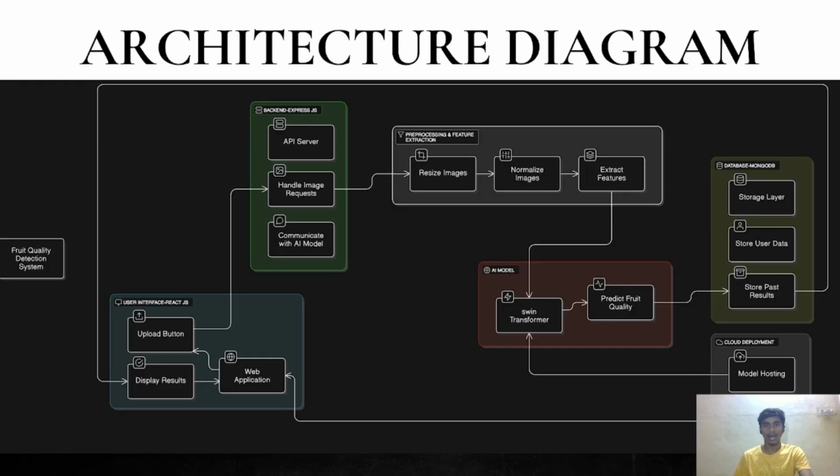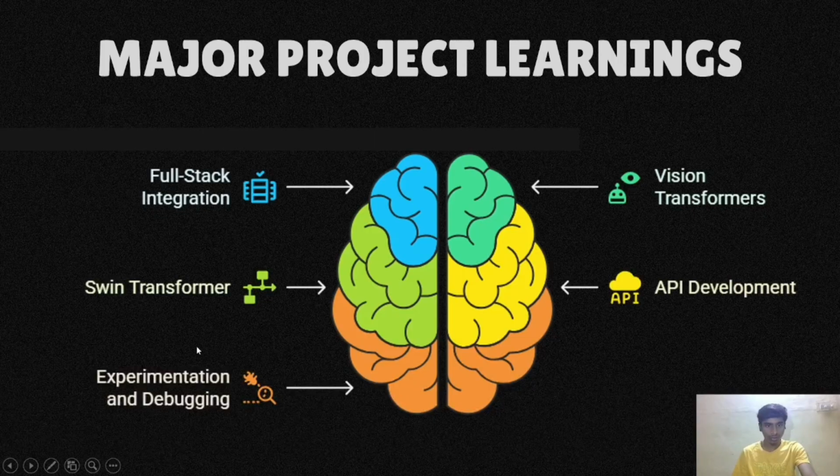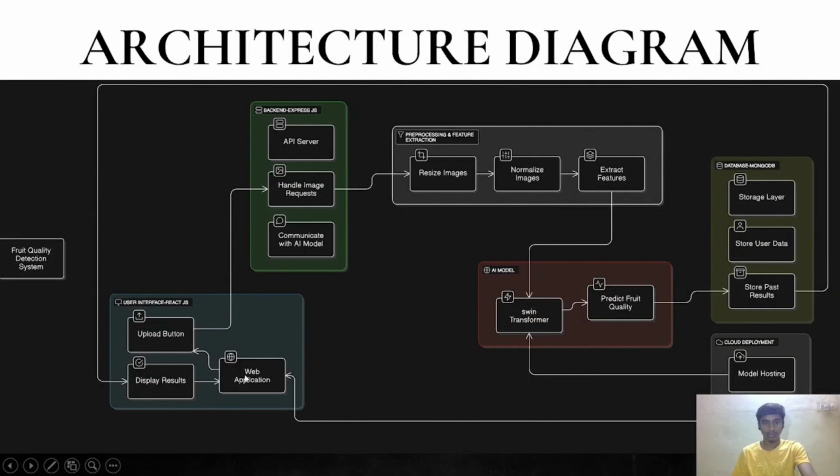Now we will dive into the PPT, and this is an architecture diagram. In this architecture diagram, a user uploads an image here, and it goes to the backend. Then the backend contains the API, handles the image, and communicates with the AI model. This is sent to pre-processing and feature extraction, which does resizing, normalization, and feature extraction. This is sent into the Swin model, and it predicts fruit quality. Then the final output is sent into the database and into our deployment, which goes to the web application. This is our overall architecture.